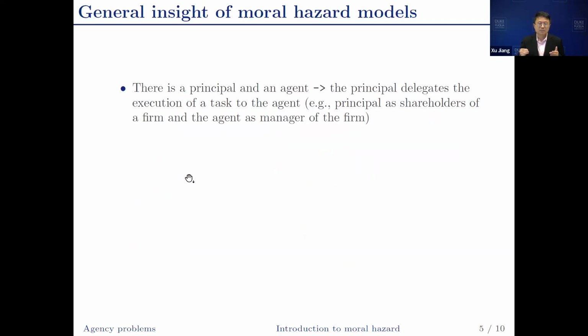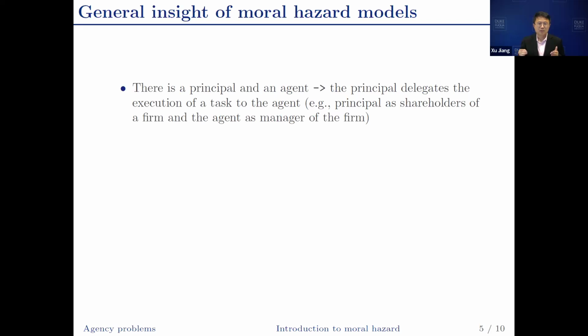So let's now look at moral hazard models and discuss the general insight of moral hazard models. In those models, there's a principal and an agent. The principal is going to delegate the execution of some task to the agent because the principal cannot do the task itself. For example, you can think about the principal as shareholders of the firm and the agent as the manager of the firm. The principal cannot manage the firm by themselves. So the principal finds a manager and delegates the management of the firm to the agent.